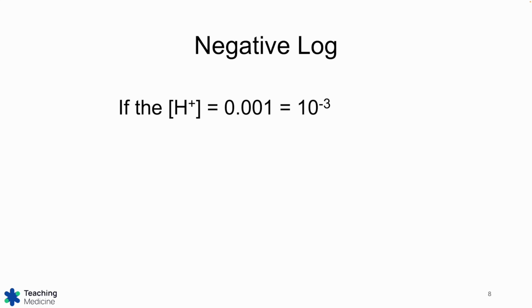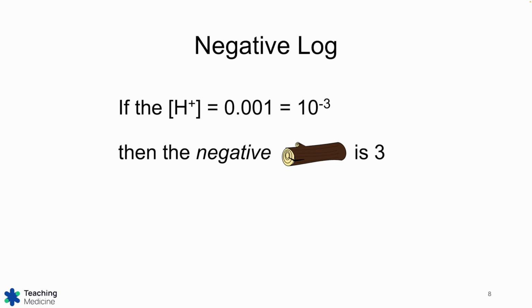So if we said the hydrogen ion concentration was equal to 0.001, which equals 10 to the minus 3, we would say that the negative log is 3, which means the pH is 3. So if you have a pH of 3, you know that the hydrogen ion concentration is 0.001.